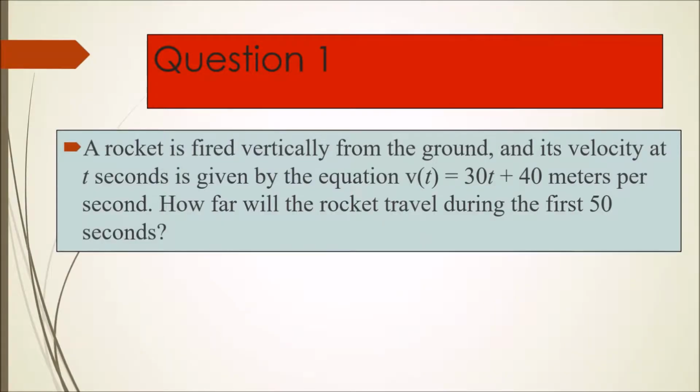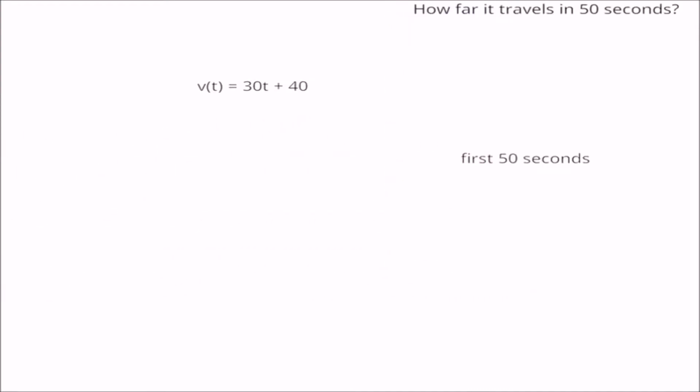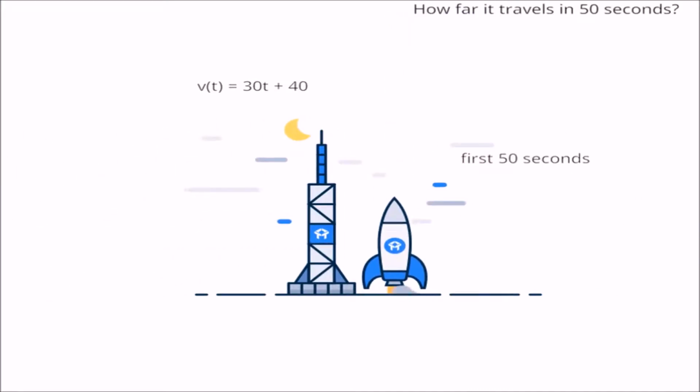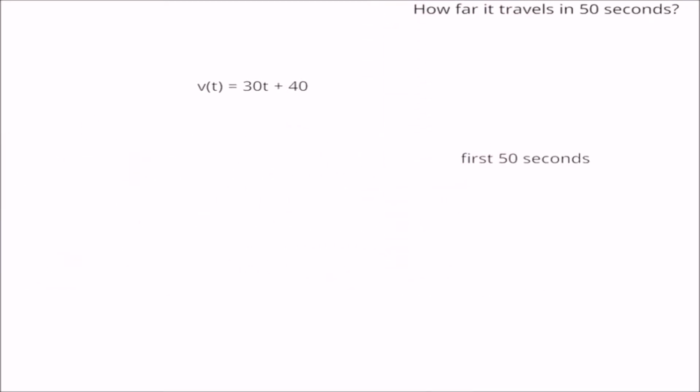Question 1. A rocket is fired vertically from the ground and its velocity at t seconds is given by the equation v(t) = 30t + 40 meters per second. How far will the rocket travel during the first 50 seconds? First step that we can do is to visualize the situation. The situation is about launching a rocket. The question asks how far will the rocket travel in the first 50 seconds.